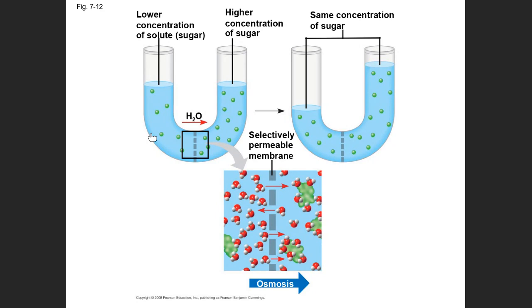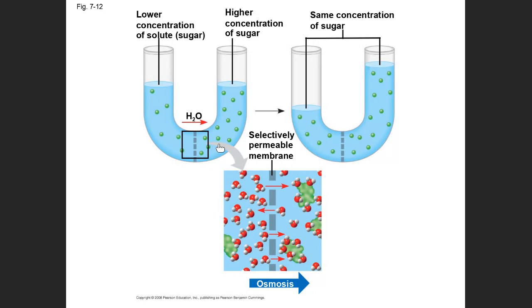And that's something to memorize. Water always moves into the high solute concentration. So the solute is whatever is dissolved in the solvent, which for our purposes is always going to be water. So the high solute concentration is where the water moves into. And so water will move across the membrane in an attempt to equalize the concentration of sugar.